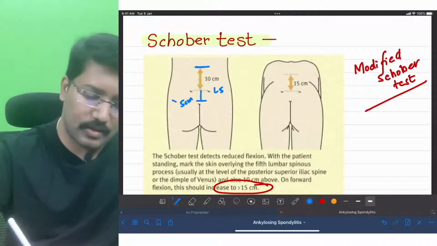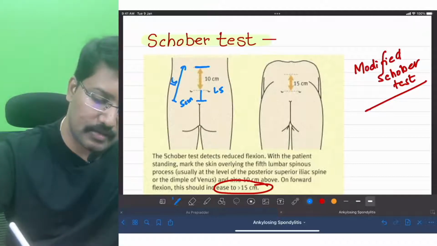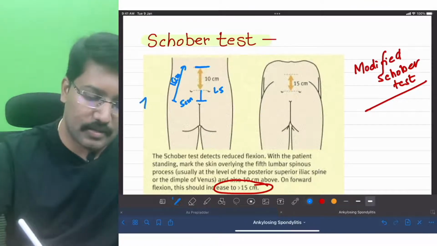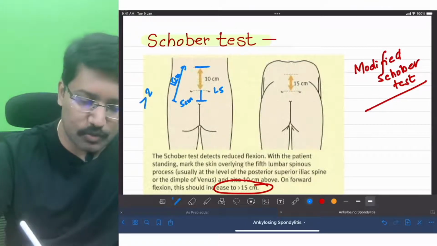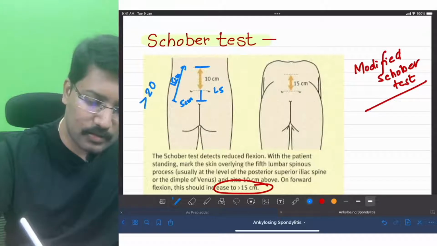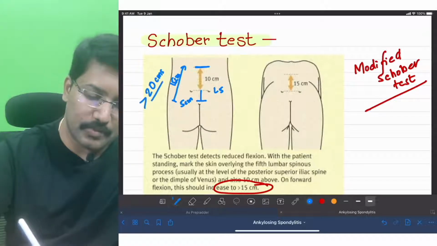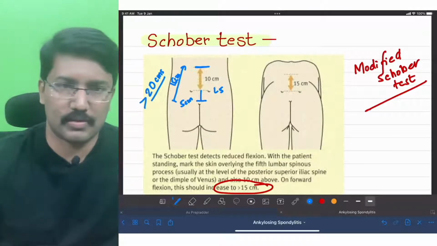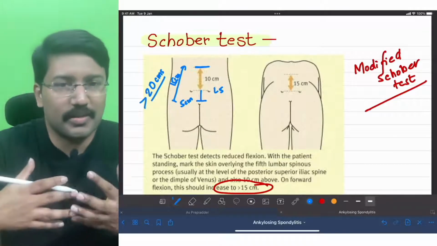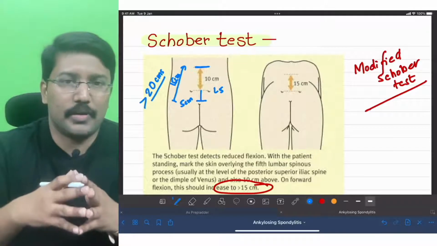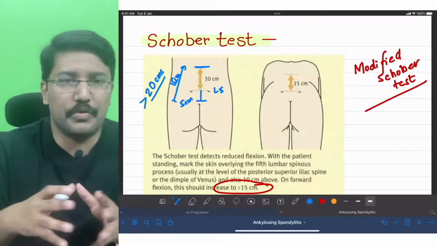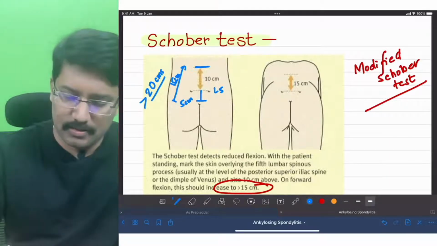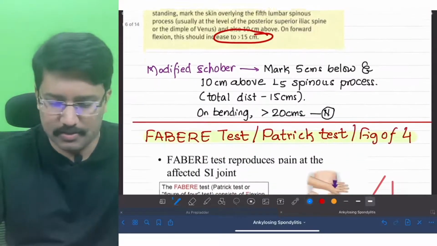So the total length at the start is 15 centimeters, and when the patient bends forward, we are expecting it to increase by 5 centimeters more. So it should become more than 20 centimeters, 21 centimeters or more. That is the modified Schober's test. Both of them are methods to assess the development of spinal immobility or reduced mobility. If they are not achieving a 5 centimeter increase, that means there is immobility.